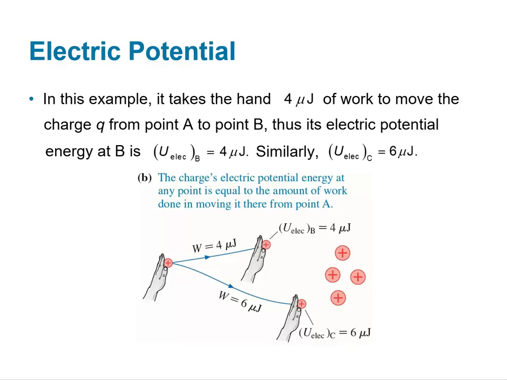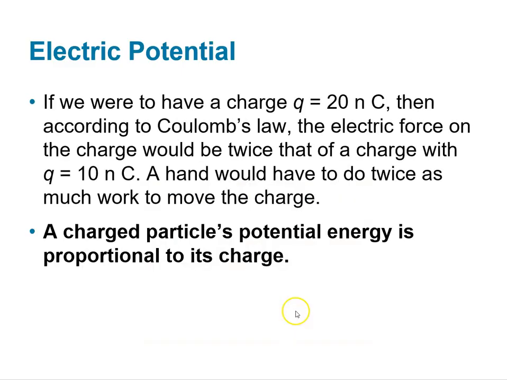It would make sense then that it's going to take more work to move it from A to B and B to C. And since we're going to be overcoming twice the force, it's going to take twice the amount of work that it did to move the 10 nanocoulomb charge. So a charged particle's potential energy is proportional to its charge. The higher the charge, the more potential energy.